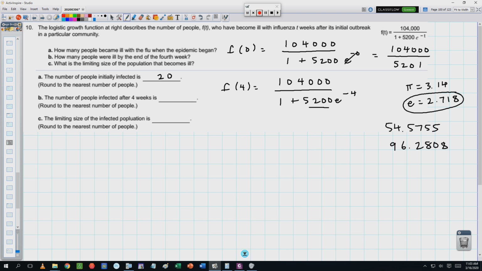Back to this. So I'm going to take the top of my fraction, 104,000, divided by 9.62808. That gives about 10,800.